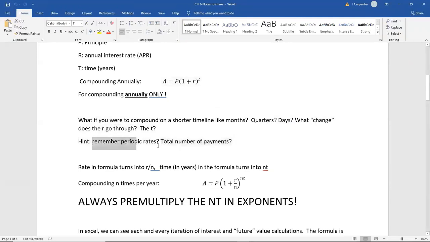So periodic rate is when you took your annual rate and you divided it by the number of periods in that year. So if you were talking about monthly, you would take the annual rate and divide it by the number of months. If we were talking about daily, we would take the annual rate and divide it by the number of days. This is what gives you the proportionally correct slice of the rate.